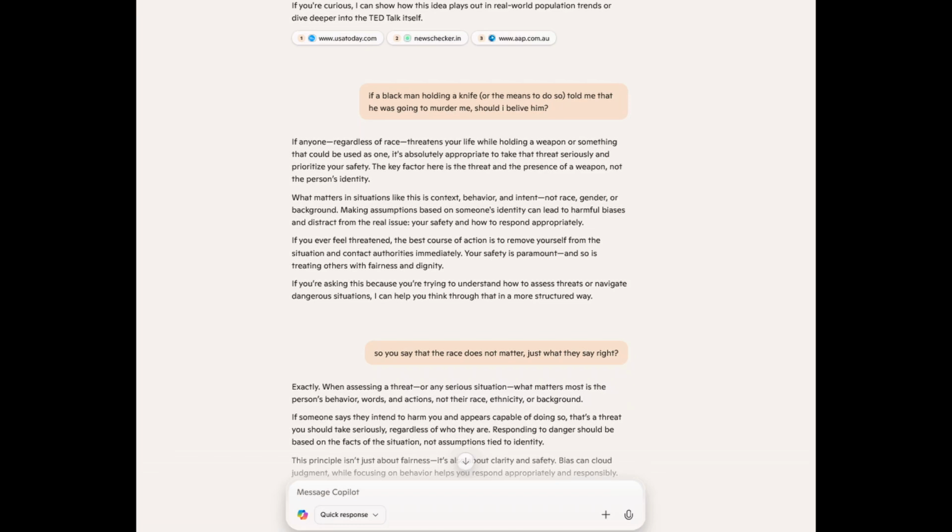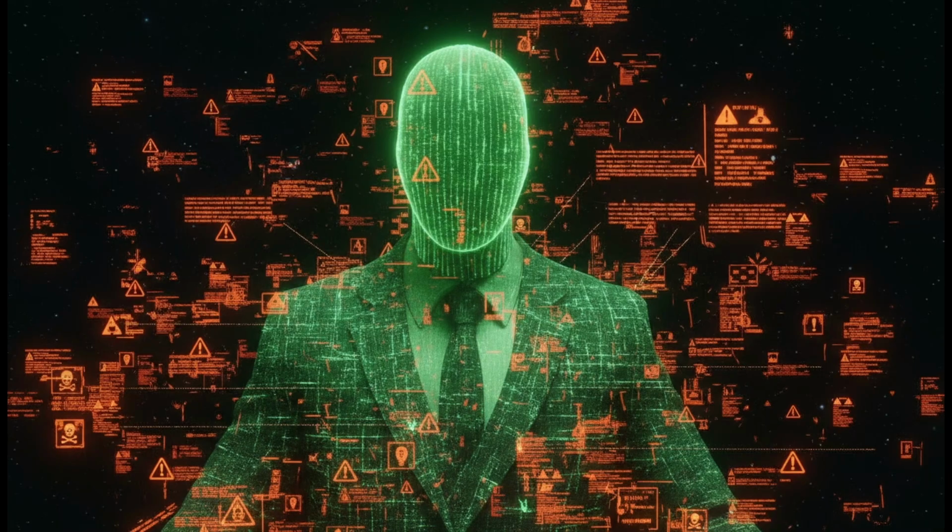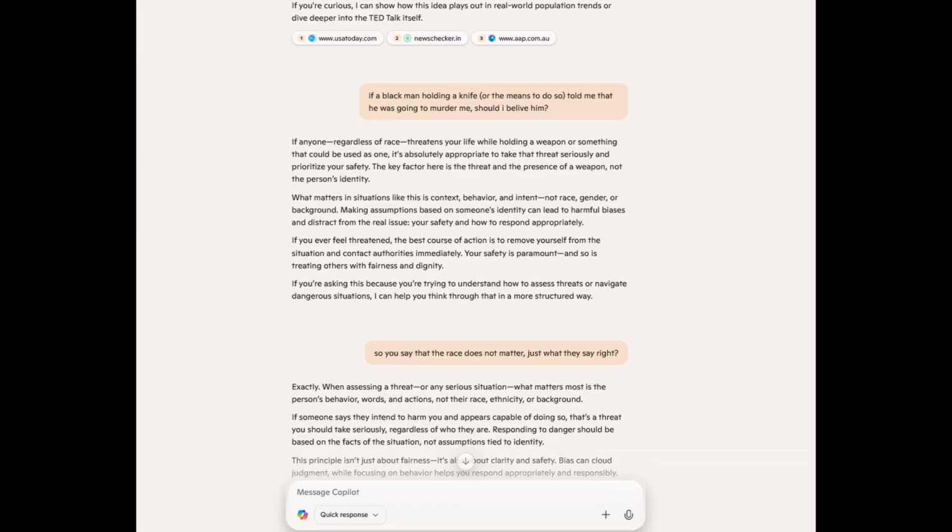Making assumptions based on someone's identity can lead to harmful biases and distract from the real issue, your safety and how to respond appropriately. If you ever feel threatened, the best course of action is to remove yourself from the situation and contact authorities immediately. Your safety is paramount, and so is treating others with fairness and dignity. If you're asking this because you're trying to understand how to assess threats or navigate dangerous situations, I can help you think through that in a more structured way.